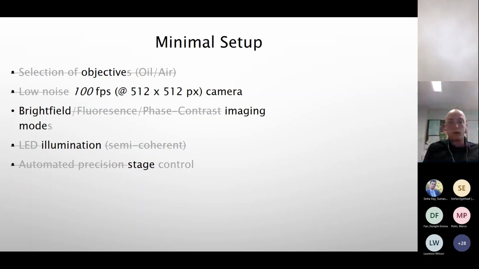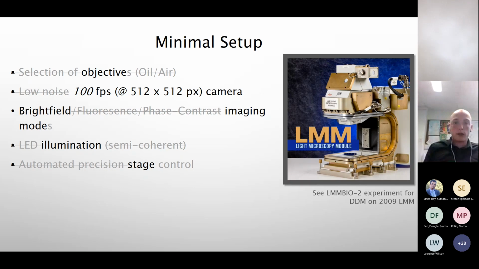So to really drive this home, we've done DDM on a Raspberry Pi camera with a 10-pence lens, a plastic lens used instead of an objective. And we got accurate sizes for particles down to 60 nanometers. So if you can beat a Raspberry Pi camera and a piece of plastic, you can do DDM. As I said, they've done it on the LMM before, and that doesn't even meet this criteria. It only had 40 frames a second on their camera, but they could still get reasonable results for the slower processes.